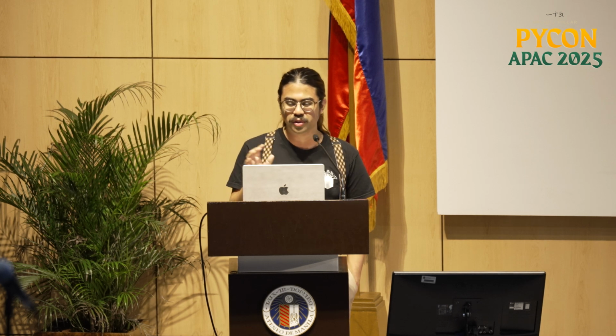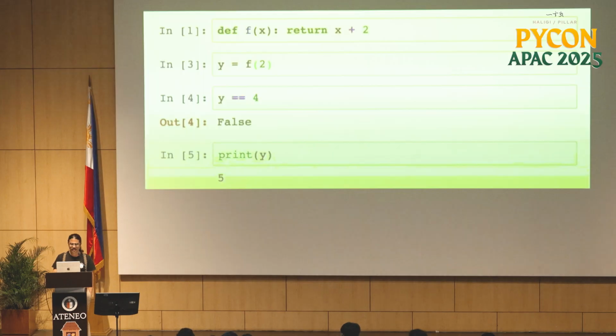But anyway, hidden state. What does that mean? For the people who are familiar with notebooks, usually the expectation is that you get the state by executing each cell. But consider this notebook snippet. We define the function f of x as x plus 2, and then define y as f of 2. So 2 plus 2 equals 4. What happened here?